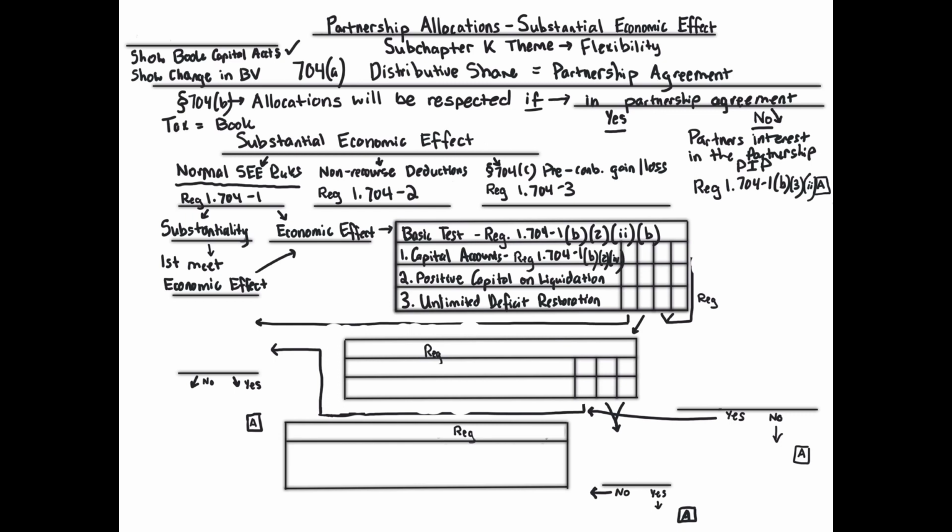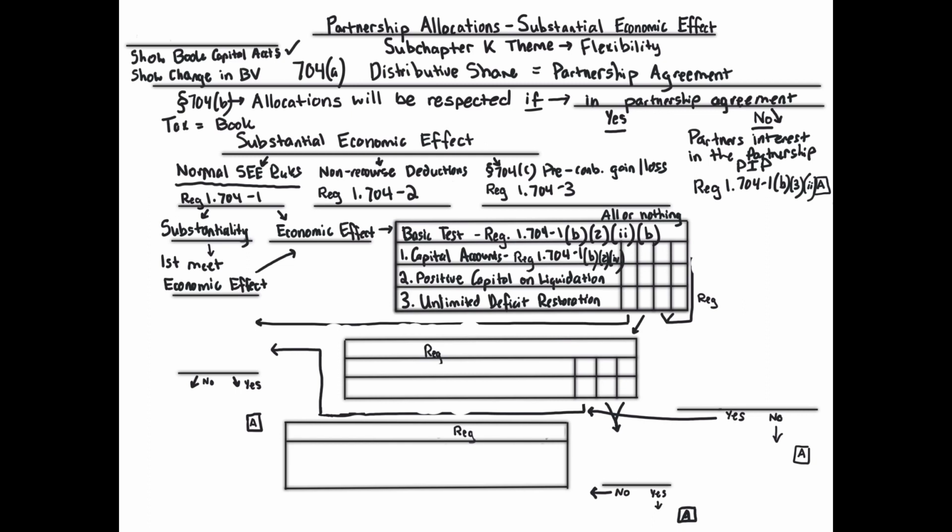But one thing I want to stress is that the basic test is an all or nothing test. It's all or nothing. Or I'm sorry, you meet it one year and you have to meet it all years. You can't just meet it one year and then fail it the next year. You have to meet it all the time based on what the partnership agreement says.